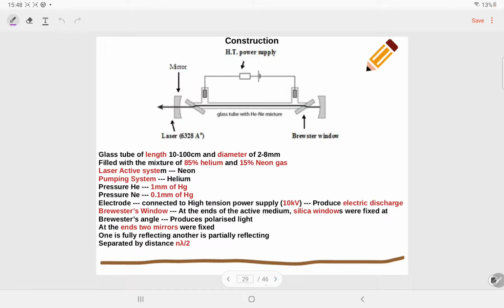Okay, so just try to understand the construction here. You just see here, this is the actual case.